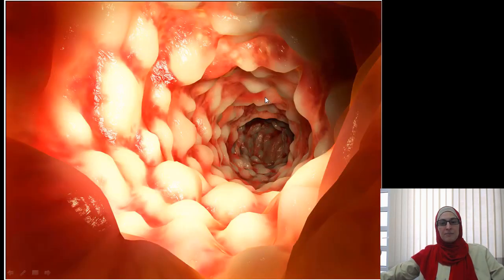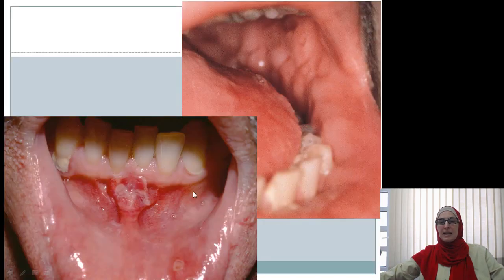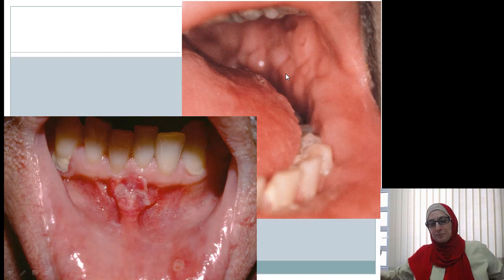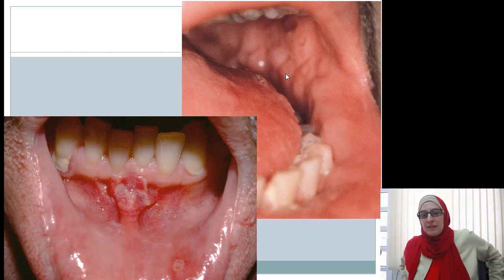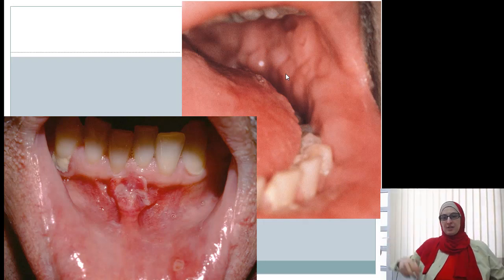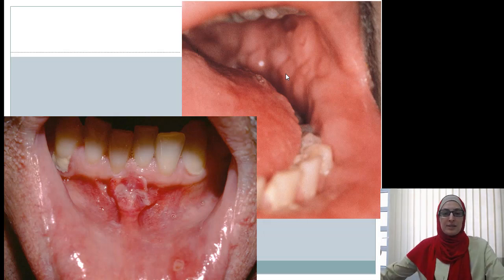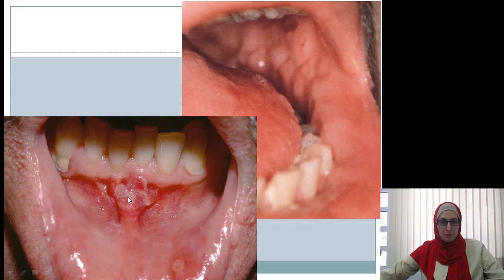This is the cobblestone appearance. This is how the colon looks in a patient with Crohn's disease, and a very similar appearance can be seen in the oral cavity, not as nicely presented as in the previous slide, but you can still see the cheeks here. You can still see the irregular surface, like a cobblestone appearance within the oral cavity. This is an example of tissue tags.